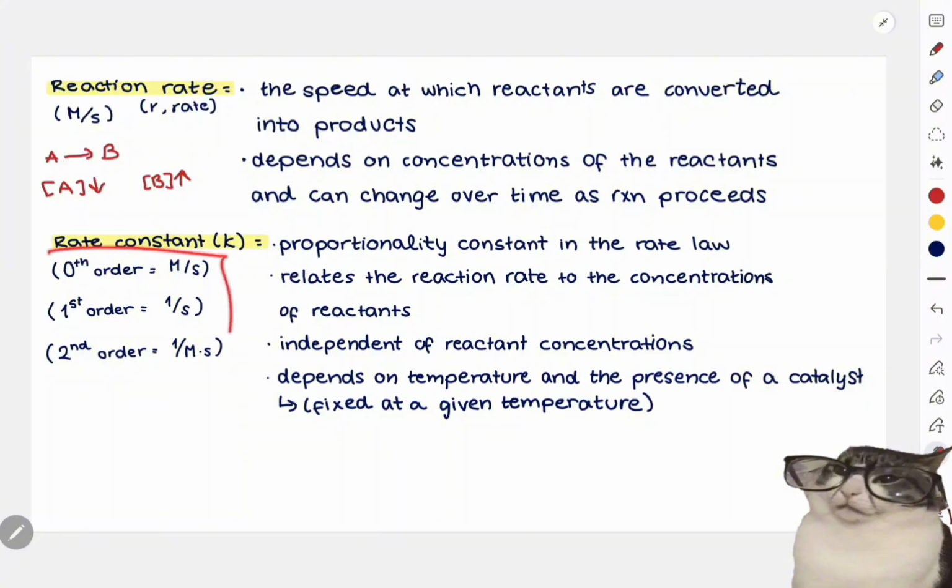As you can see on the left here, I wrote down some units. So the reaction rate has a unit of molars per second. However, for the rate constant, the units depend on the order of the reaction. If it's zeroth order, it would be molars per second. If it's first order, it will be 1 per second. And if it's second order, it will be 1 per molar times second. So just remember that the units change for the rate constant.